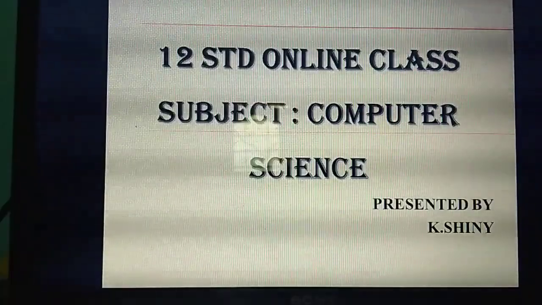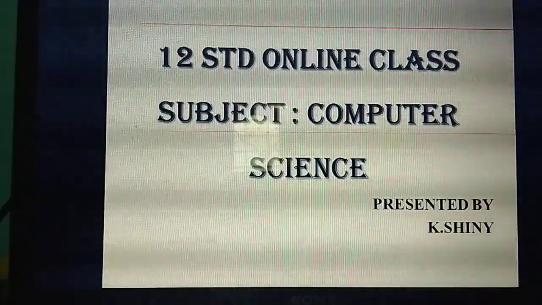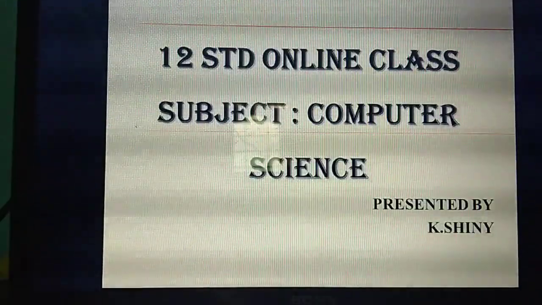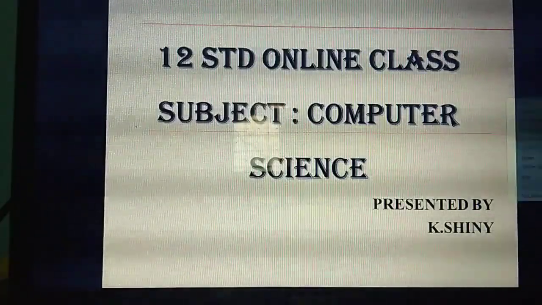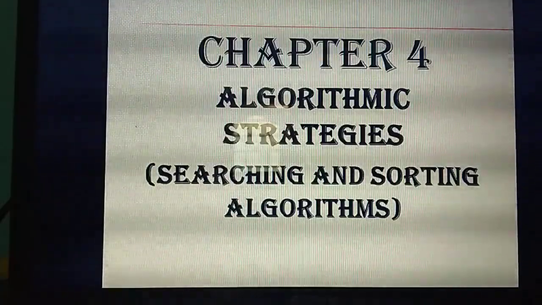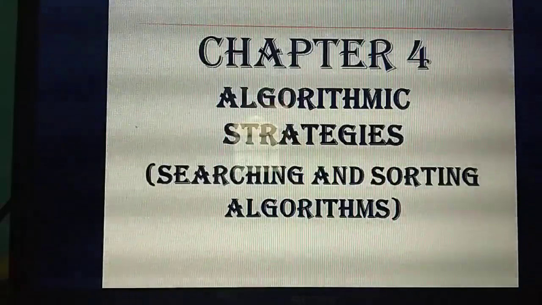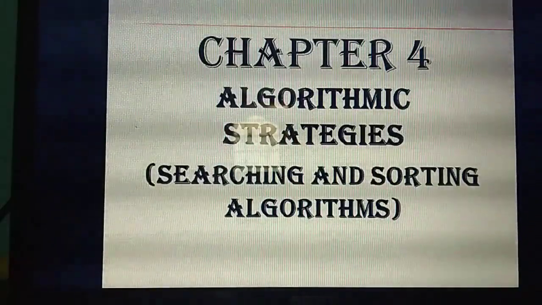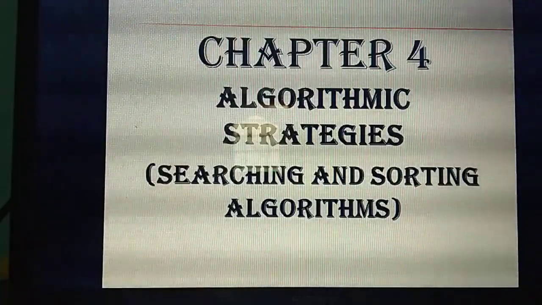Before we study today's portion, just recall what you studied yesterday. Yesterday I started one of the important searching algorithms. Which chapter are we studying? Chapter 4. What's the chapter heading? Algorithmic strategies. In algorithmic strategies, last class I taught one important algorithm, the linear search algorithm, and I also just started the binary search algorithm.